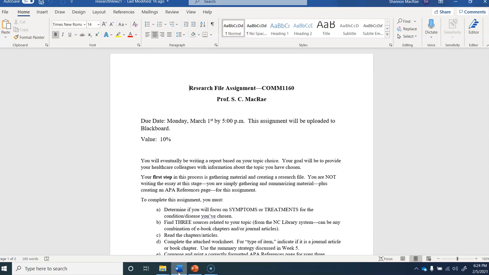So, as I said, ultimately you are going to be writing a report, and your goal with the report is going to be to give information about your particular topic to colleagues in healthcare. So you're going to be imagining yourself writing to somebody else who's in your class to give them some information about your topic.